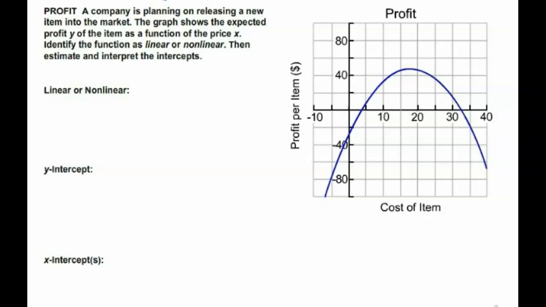We have a graph of a curve where profit is the title. The x-axis is representing the cost of the item. The y-axis represents the profit per item for our company.